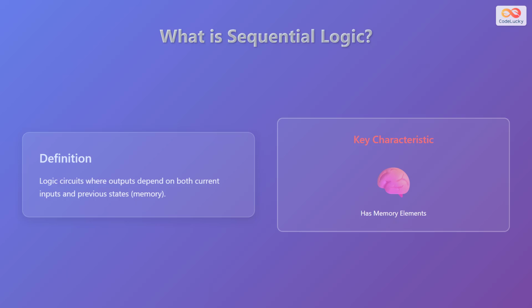Now let's understand sequential logic. Sequential logic circuits are those where the outputs depend not only on the current inputs but also on the previous states, that is, memory. These circuits remember past events and use them to determine the current output. The key characteristic of sequential logic is that it has memory elements.